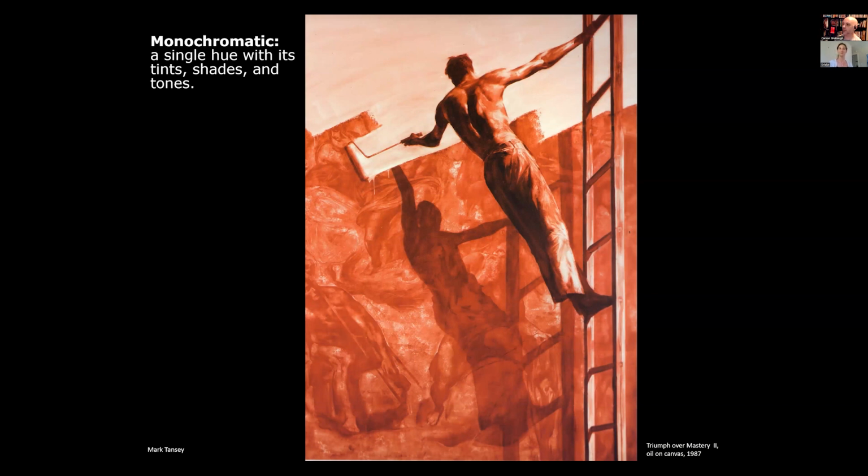So first off, we're going to kick it off with monochromatic. This is the simplest possible one. This is a straight hue with its tints, shades, and tones. So here we have just a red monochromatic painting. The only hue, the only color in this painting is red, but this artist is mixing in all sorts of lights and darks in order to get still a full range of value and give us a sense of three-dimensionality in this image.